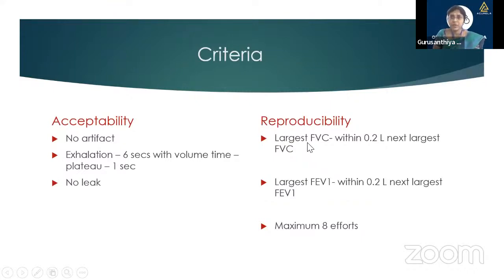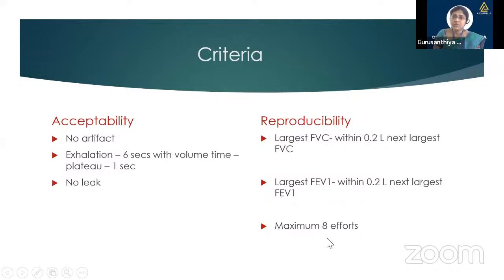The reproducibility criteria is that you ask the patient to repeat a spirometry 3 to 4 times. You measure FVC the first time, second time, and third time. Take the 2 largest FVCs. If the difference between the 2 largest FVCs is within 200 ml, then it is an acceptable spirometry. The same goes for the FEV1. Take the 2 largest FEV1s. If the difference is more than 200 ml, then the spirometry is not acceptable.